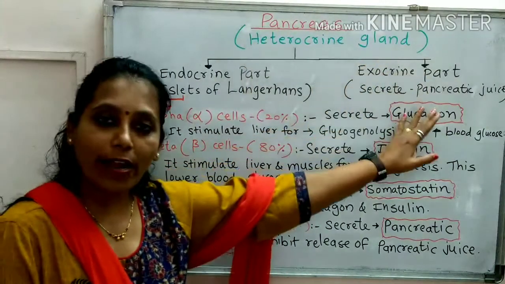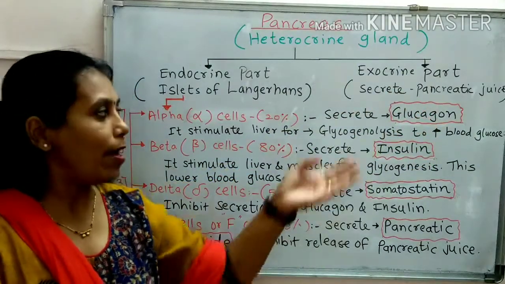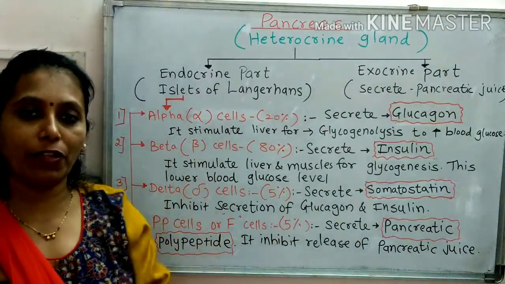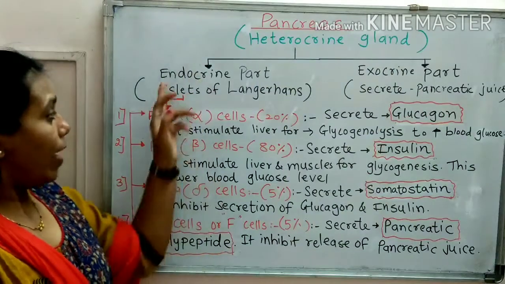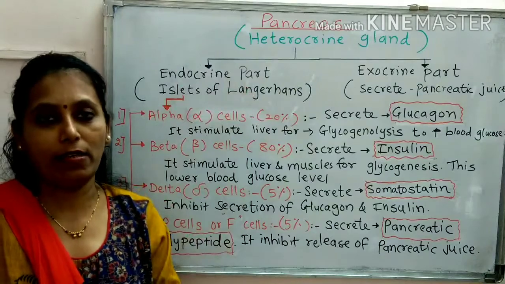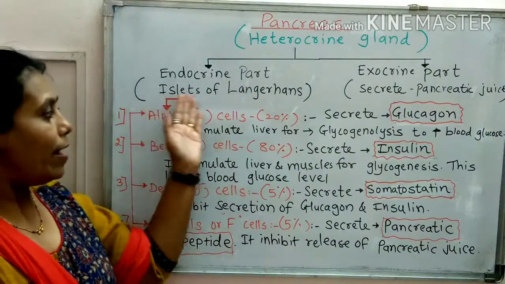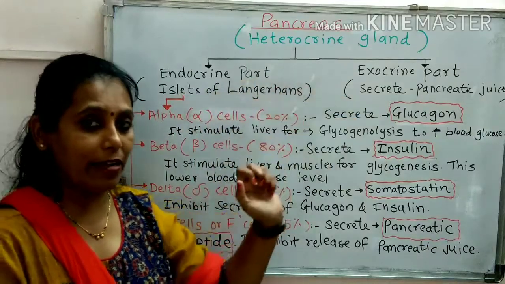Now, the exocrine part secretes particularly the juice called pancreatic juice, which is responsible for digestion of the food. Now, we are concerned about the endocrine part. The endocrine part consists of a group of cells. This group of cells is known as islets of Langerhans. Langerhans is the name of the scientist.